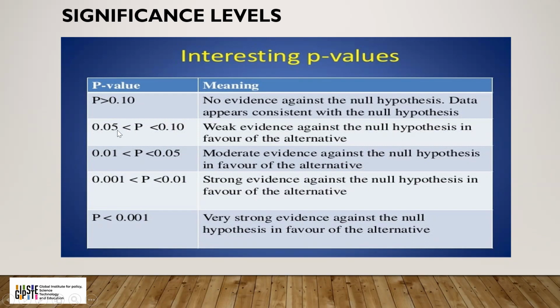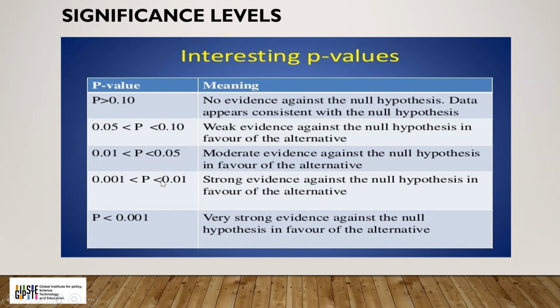But if the p-value falls between 0.05 and 0.10, it means we have weak evidence against the null hypothesis in favor of the alternate hypothesis. Even though it's a bit greater than 0.05, you can accept the significant level at 10%, then it means there is some evidence, but it's weak because that level is very high. 10% is very high. But in the case where it falls between 0.01 and 0.05, there is moderate evidence against the null hypothesis in favor of the alternate hypothesis.